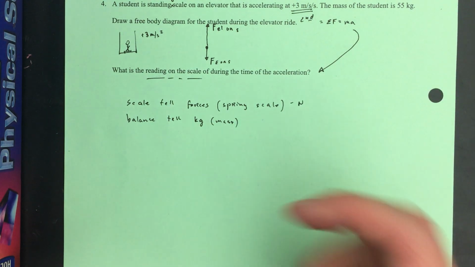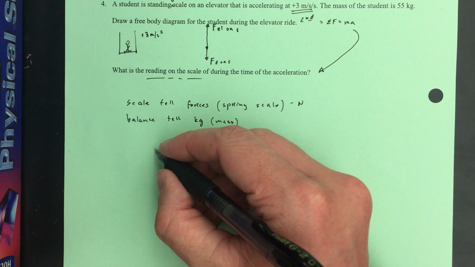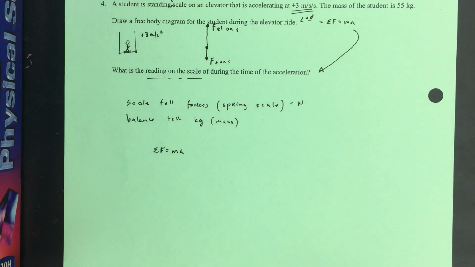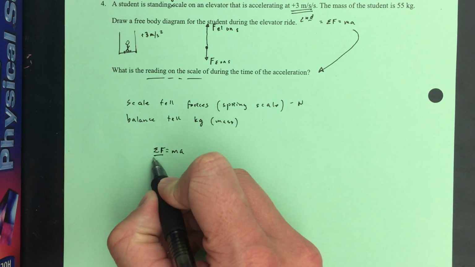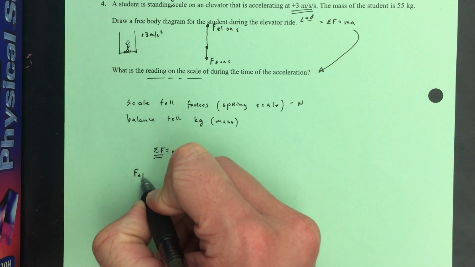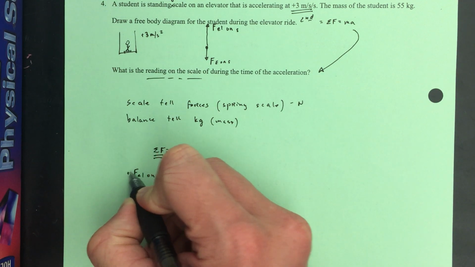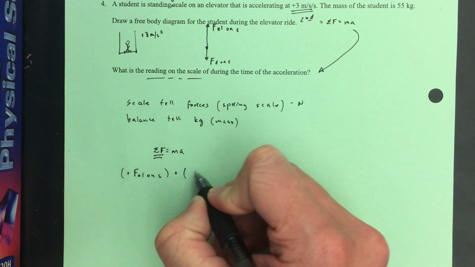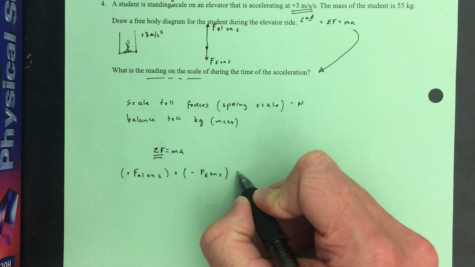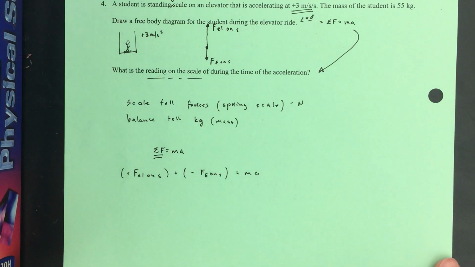So again, we're led to believe that we're accelerating upwards. We know that we're in Newton's second law, so the sum of the forces is equal to mass times acceleration. And once again, we're looking for a specific force, so this needs to be detailed out even more. So we have the positive force of the elevator on the student plus the negative force of Earth on the student is equal to the mass times the acceleration.